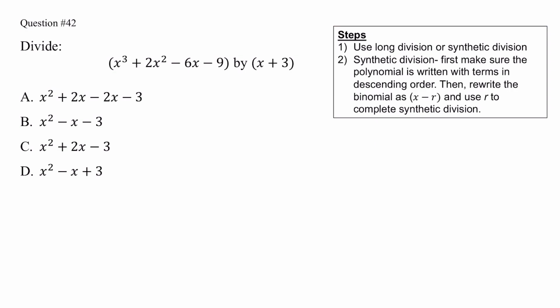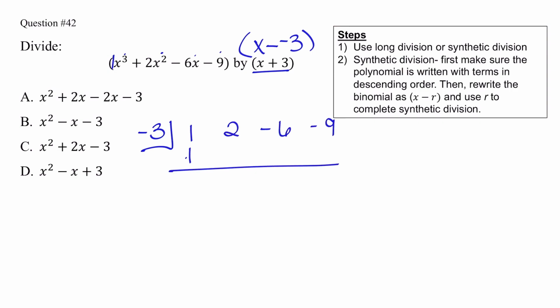In synthetic division, remember we're looking for x minus r, so this is like x minus -3, right? So I'm going to put the -3 up here in the corner. This is in descending order, right? So it goes power 3, power 2, power 1, power 0. So I can just write out the coefficients. X cubed has a coefficient of 1, and then we have 2, -6, -9.